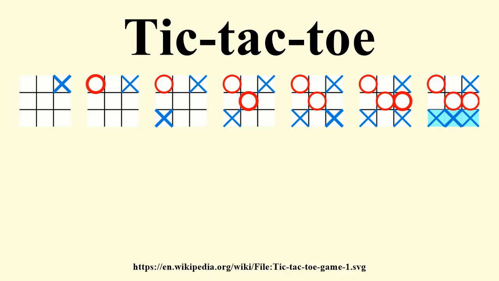Numerical tic-tac-toe is a variation invented by the mathematician Ronald Graham. The numbers 1 to 9 are used in this game. The first player plays with the odd numbers, the second player plays with the even numbers. All numbers can be used only once. The player who puts down 15 points in a line wins.